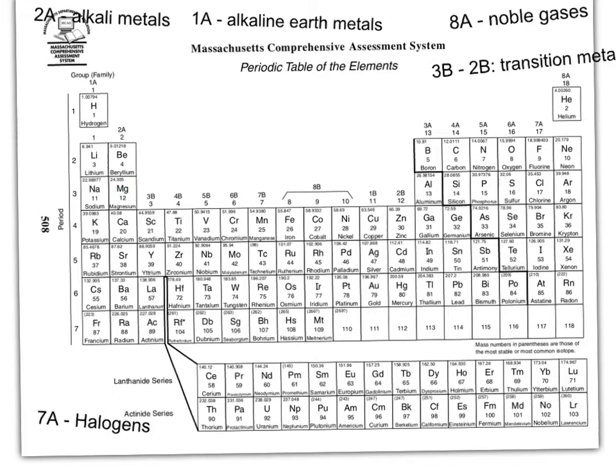So let's try one more. Find the element in the halogen group in period 3. Again, pause me if you need to. The correct answer is chlorine, because it's in the halogen group, which is 7A, and period 3, so again, I find where they intersect.